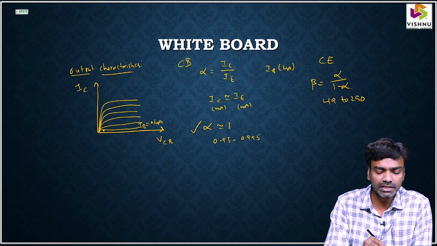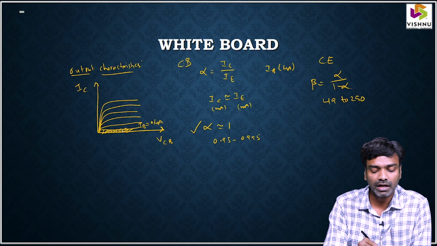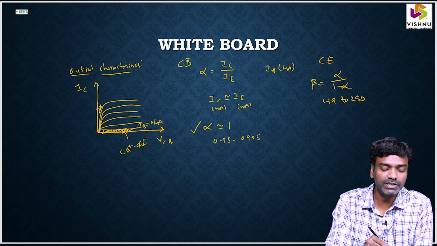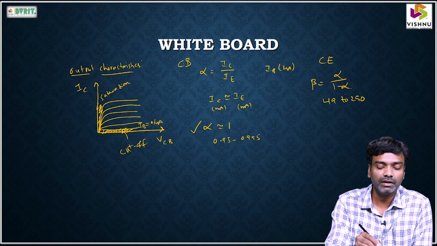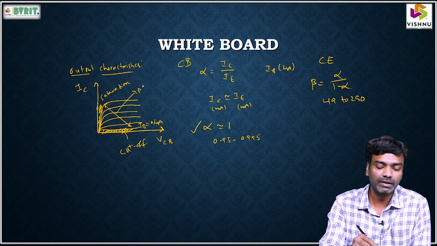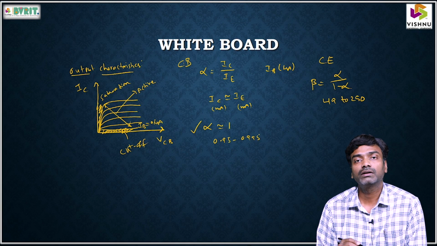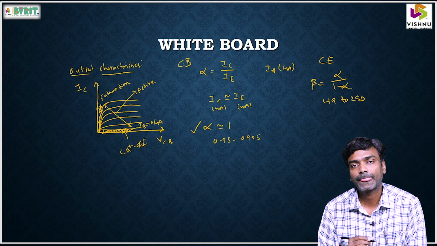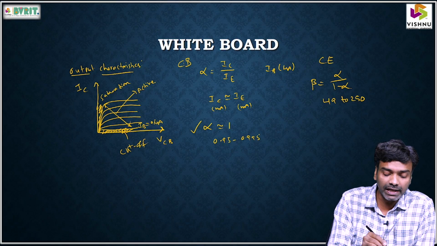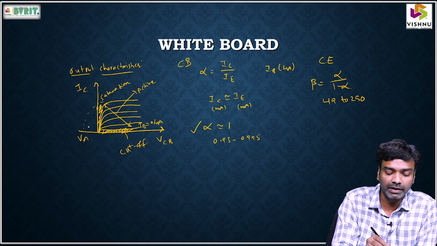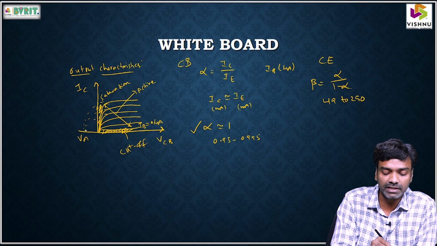So in the output characteristics, we have 3 regions of operation. One is the cutoff region, and the saturation region, and also we have the active region. This is the region where the transistor acts as an amplifier. And also, due to the Early effect, we take an imaginary voltage, the Early voltage, and we can extend these curves towards the left-hand side like this.